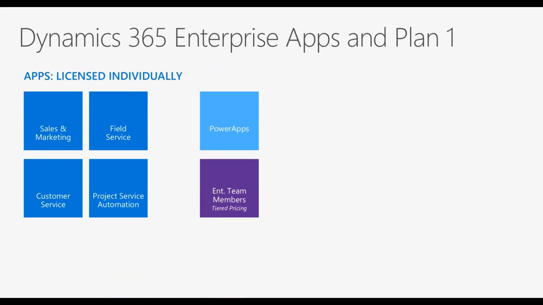So first of all, Dynamics 365 is comprised of the modules that you see here. Microsoft refers to them as apps. Sales and marketing are consolidated in one app, field service in another. Customer service is its own app, as well as project service automation. There are additional apps, power apps, and team member licenses. We're not going to get into those too much today.